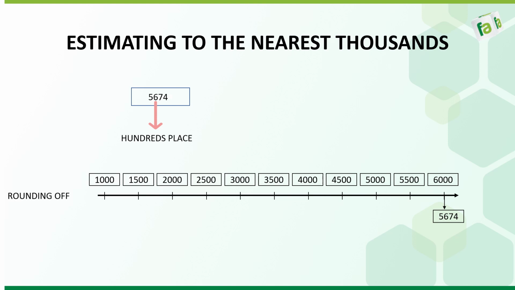Similarly, while rounding off 2347, the digit at the hundreds place is 3, which is nearest to 0. So, we can round off the number 2347 to 2000. The numbers between 501 and 999 are nearest to 1000. The numbers between 1 and 499 are nearest to 0.